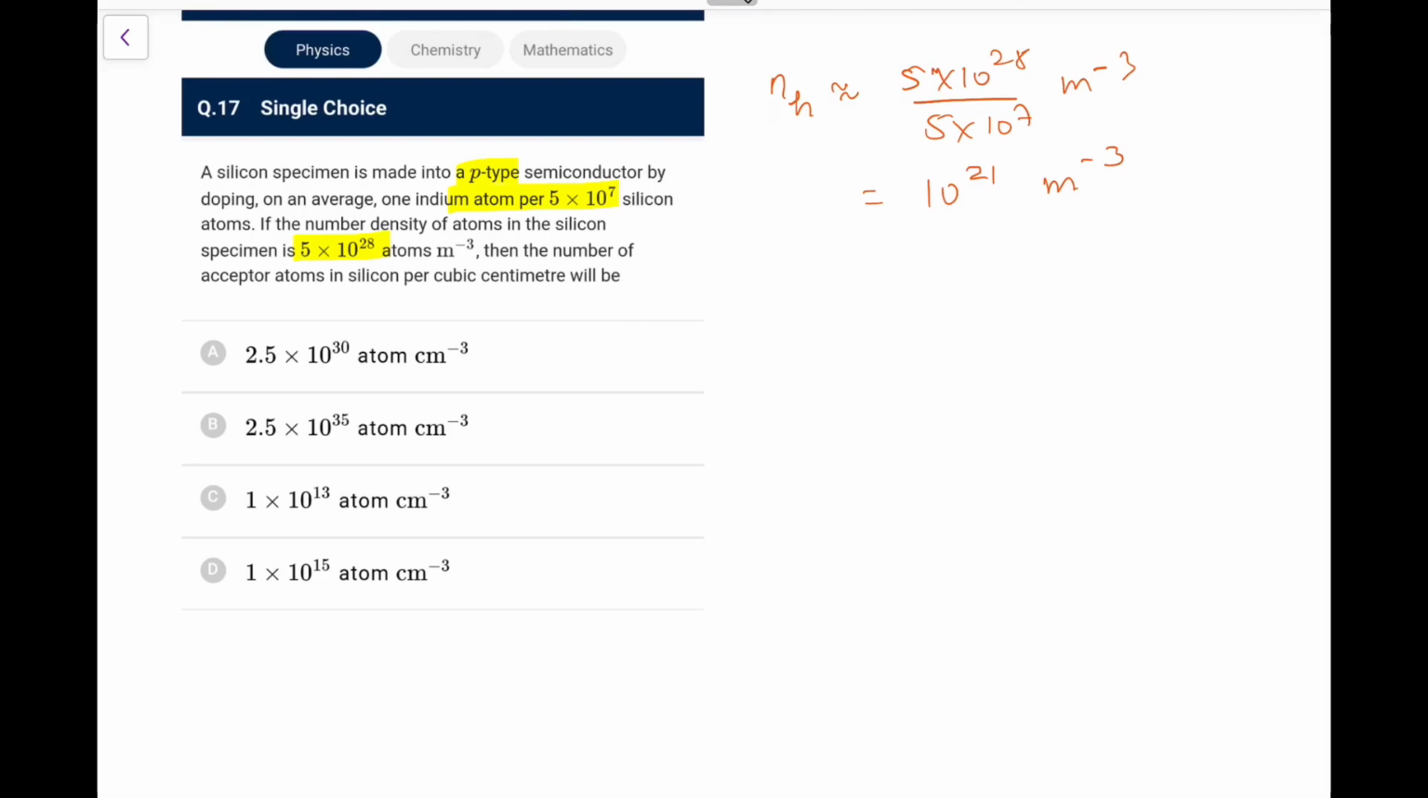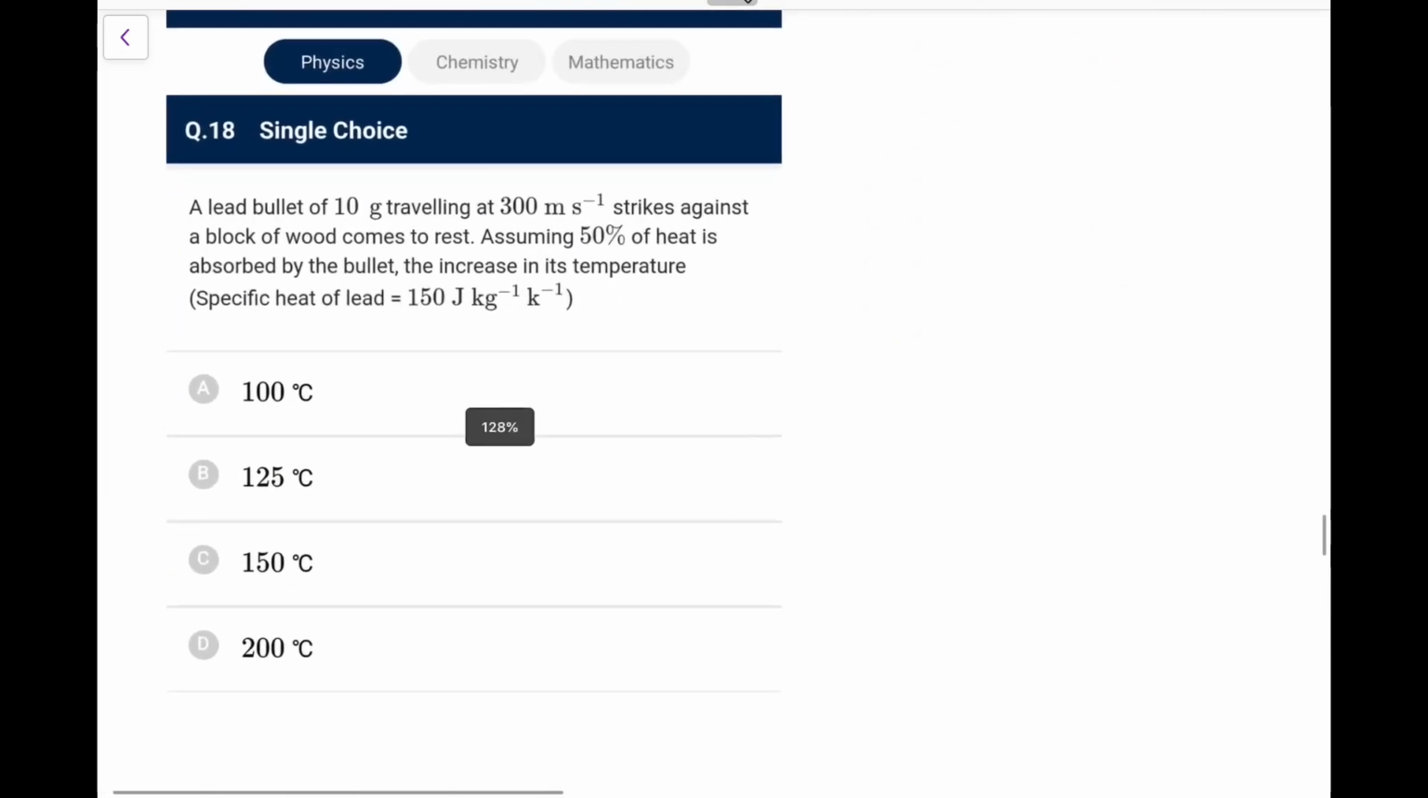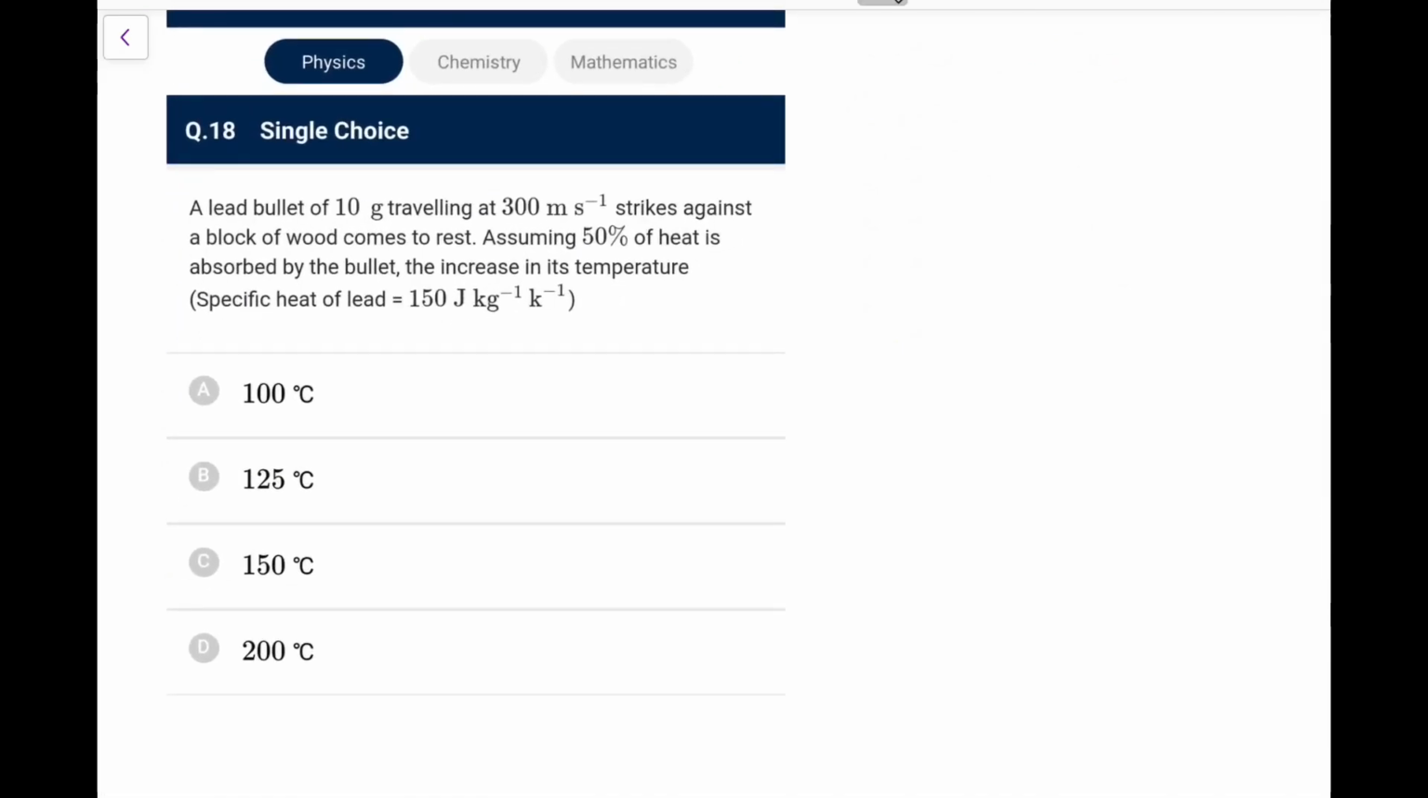So the number of acceptor atoms in silicon per cubic centimeter will be, you can directly say, 10 to the power 21 per meter cube. Number density of atoms is this per cubic centimeter. So per cubic centimeter you will have a factor of 10 to the power 6 less, so that would be 10 to the power 15 per centimeter cube. So we'll go for option D. It's a simple one, just checking your basics, nothing physics in it.